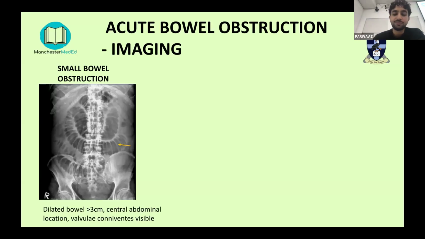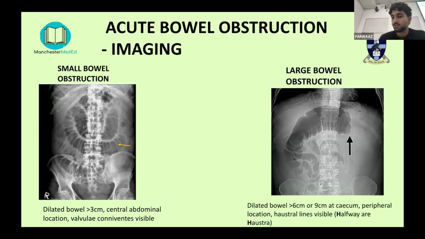And very importantly, look at the lines going across. They're called valvulae conniventes, and they go all the way across in small bowel. Okay, which brings me on to large bowel. And you can see the difference here. It's a lot bigger. It's on the periphery of the colon.